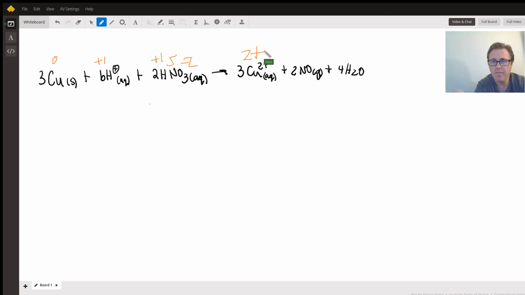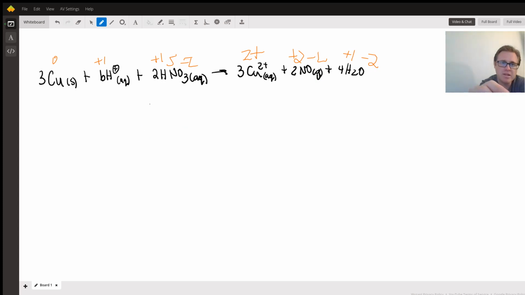Copper over here is 2 plus. Oxygen here, -2, and the nitrogen would be a +2. Oxygen, once again, -2, hydrogen +1. So those are the oxidation numbers.